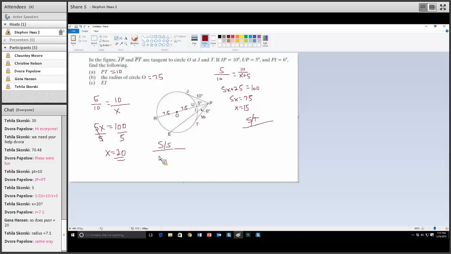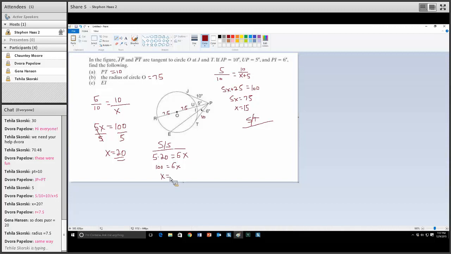Let's do the secant rule first, which means the external part of one side times the whole thing is equal to the external part of the other one times the whole thing. So let's do PR being the other secant. So that's 5 times the whole secant, PUOR, which is 20, equals 6, which is the external part of the PI secant, times x, which is the entire PIE. Well, let's figure it out that way. 5 times 20 is 100, equals 6x.